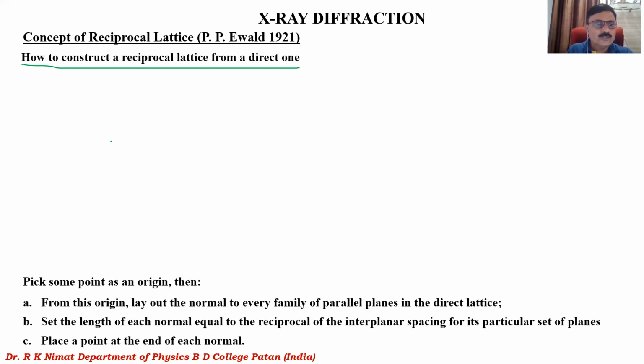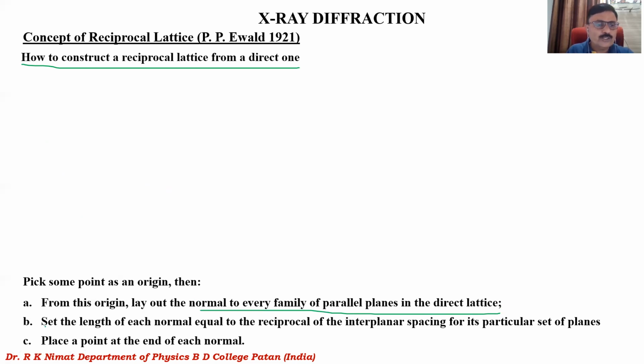Now we will see a very basic and simple way to represent the one-dimensional crystal lattice. There are three easy steps to construct the reciprocal lattice. What are those three steps? The first step is, from a common point, which is taken as origin, we have to draw the normal to every family of parallel planes in the direct lattice. It means whatever sets of parallel planes there are, to all these sets of parallel planes we have to erect a normal from a common point, which we call the origin. A simple first step.